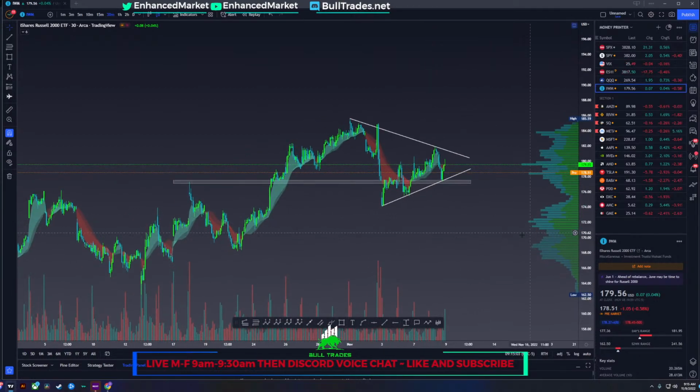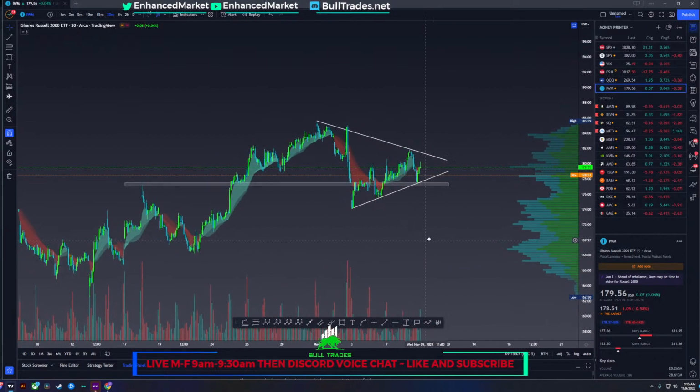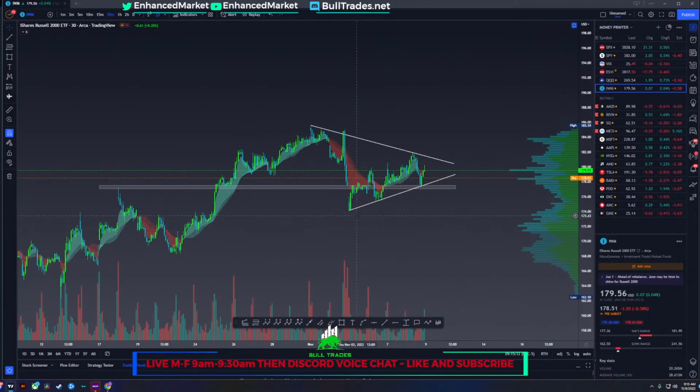So try and keep it as simple as possible. Don't have all the indicators on your chart. You don't really need that. If anything, use the BT cloud and support and resistance. That's it.